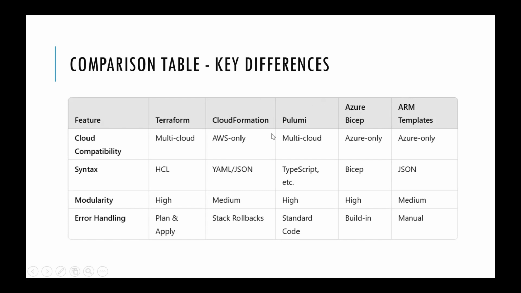For CloudFormation, this is AWS only. If your cloud is only AWS and you know YAML and JSON, you can go for CloudFormation. It is very easy to understand if you know YAML and JSON. But if you need multi-cloud environments, or even for one cloud, you can always go for Terraform and Pulumi. If you have to choose between these two, I will suggest you go with Terraform because it provides many more features compared with the others.